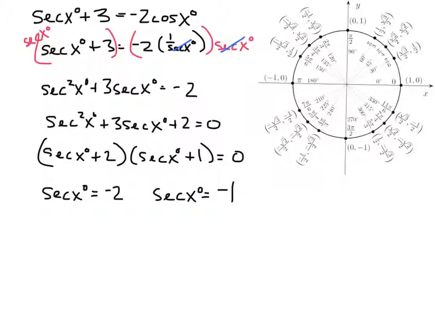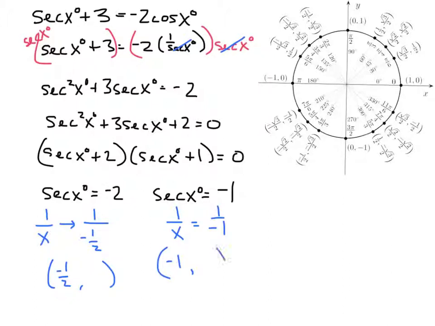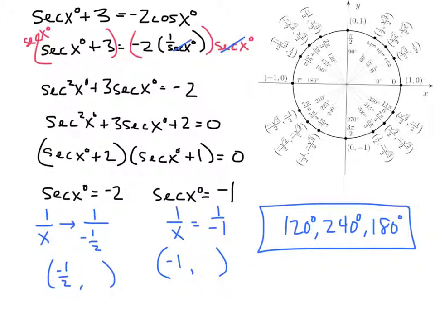So if it's going to equal -2, and this secant of x is 1 over the x value, I need it to have 1 over -1/2. So I'm looking for x values of -1/2. For the other, this is 1 over x, so I need 1 over -1. So I'm looking for x values of -1. These are all in degrees, so the x values of -1/2 occur at 120 degrees and 240 degrees. And then the x value of -1 occurs at 180 degrees. Alright, and that's all.